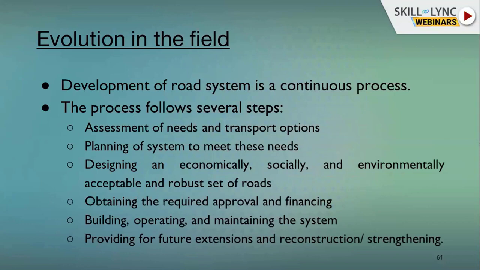See, you have seen the preparation of DPR, and you can now understand how vast this field is. So development of the road system is a continuous process. This process follows several steps: assessment of needs and transport options, planning of a system to meet these needs, designing an economically, socially, and environmentally acceptable, robust set of roads, obtaining the required approval and financing, building, operating, and maintaining the system, and providing for future extension, reconstruction, and strengthening. So these are the several steps we need to follow.